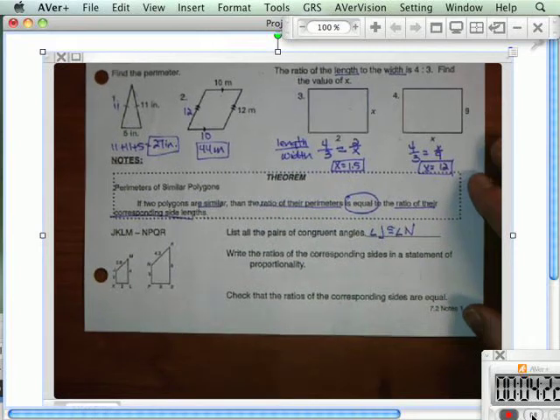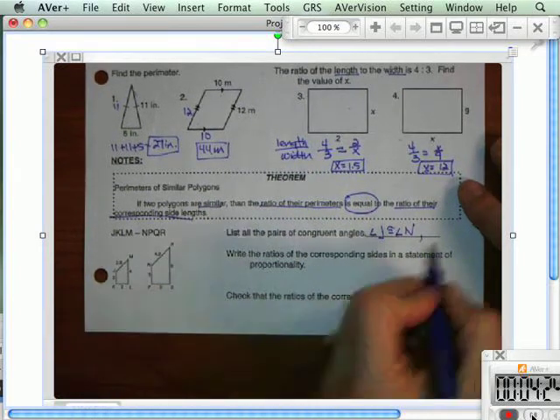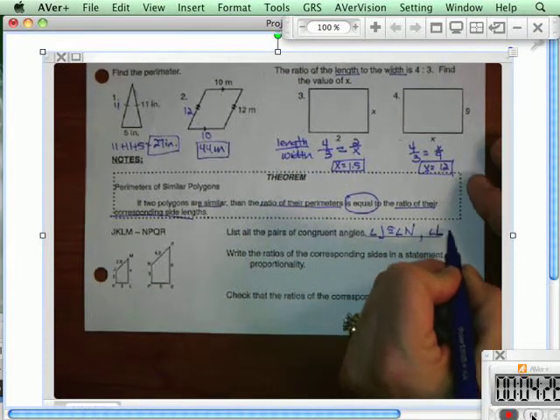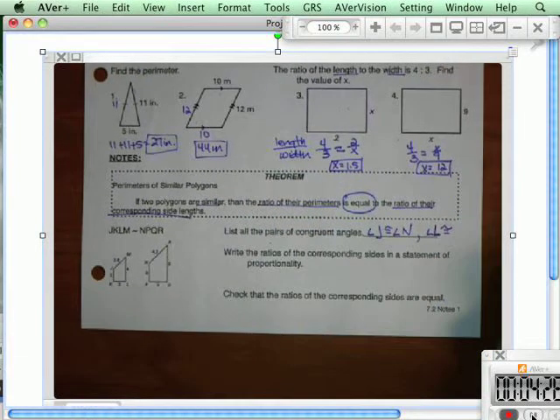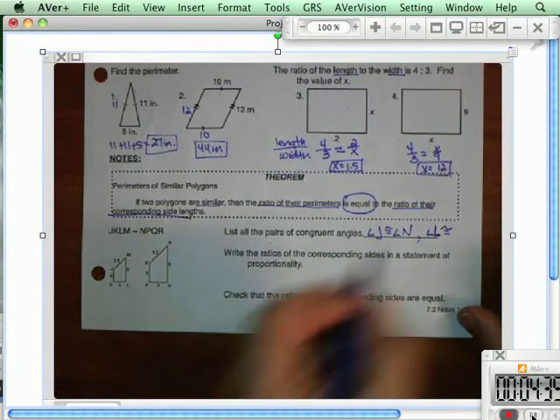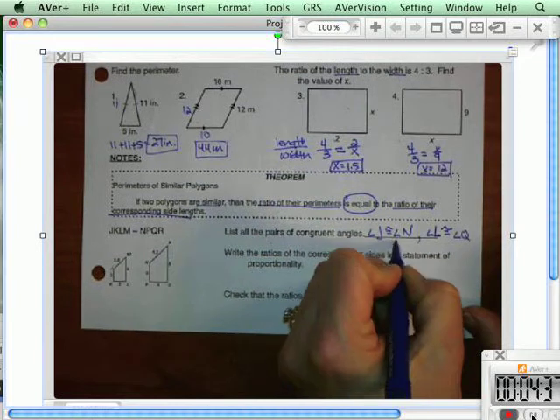How about angle L? What angle is congruent to angle L? Look at the picture. It's not that hard. Look at the picture. Angle Q. And so on. I'm not going to list them all.